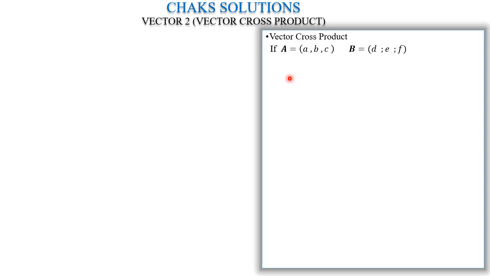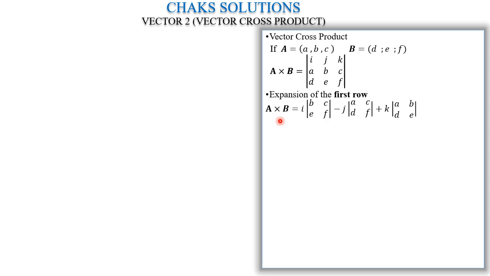So the cross product is given by a times b equals the determinant of i, j, k. Then we take the first vector, a, and place it in the second row, so it's going to be a, b, c. Then we take vector b and place it in the third row, so it's going to be d, e, f. Then we can find the determinant by expansion of the first row.